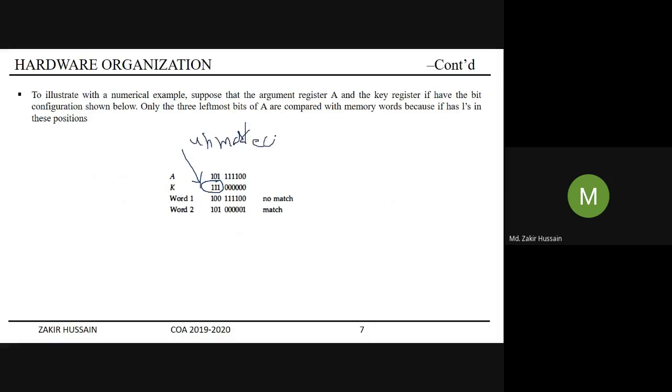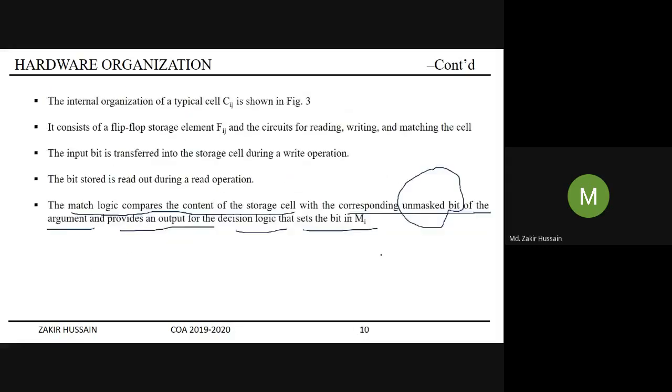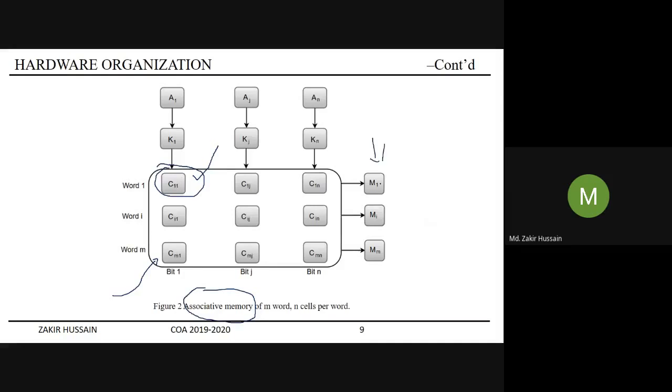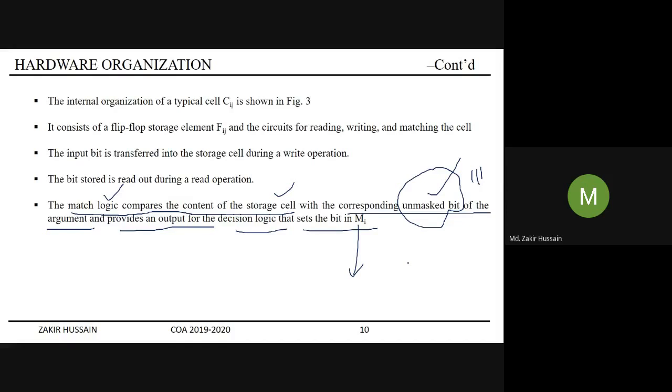Where unmasked transparency is there, it is seen with the words here, whether they are matching or not matching, because unmasked. This portion is masked. So the match logic compares the content of the storage cell with the corresponding unmasked bit of the argument and provides an output for the decision logic that sets the bit in MI. MI is your match register. The corresponding bit is set to 1 or 0 depending upon this comparison.